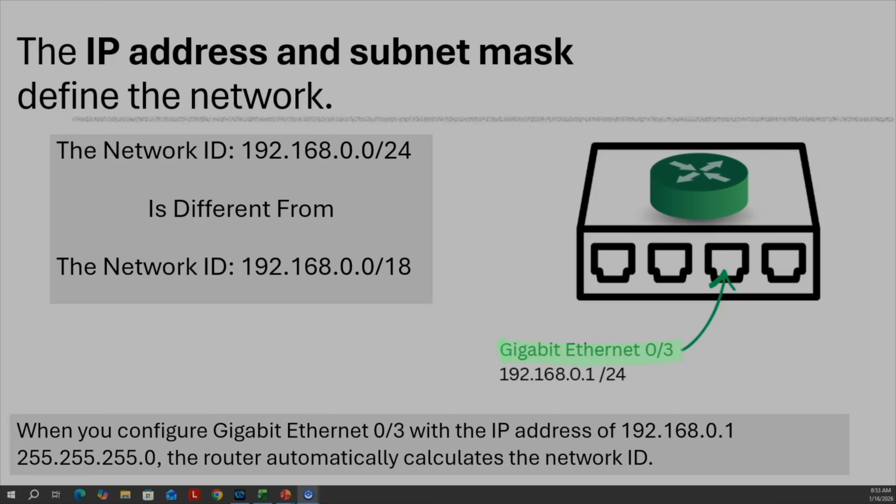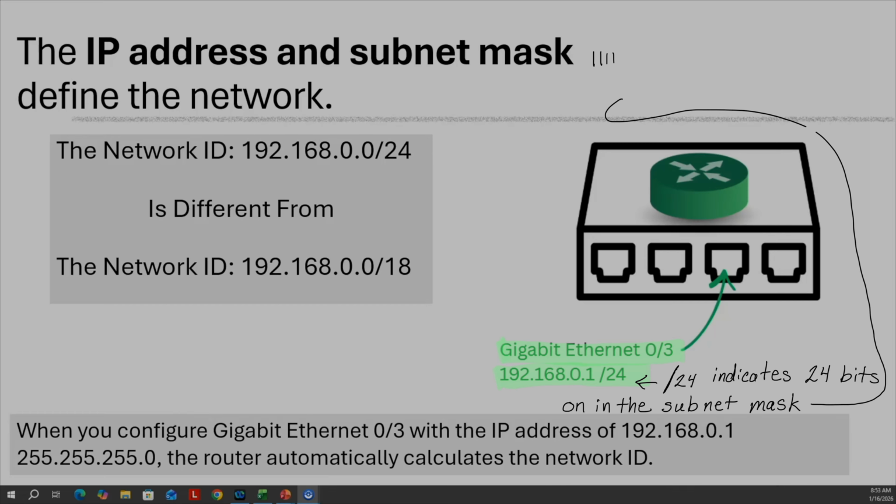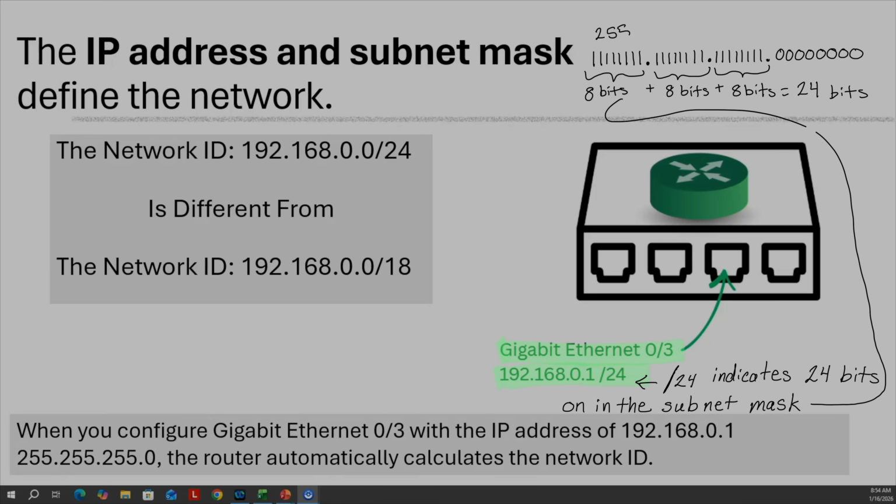On this router, we have configured the Gigabit Ethernet 0/3 interface as 192.168.0.1 with a /24. This IP address is in the network 192.168.0.0 with a subnet mask of 255.255.255.0. The router knows this based on the interface configuration with the IP address and subnet mask.